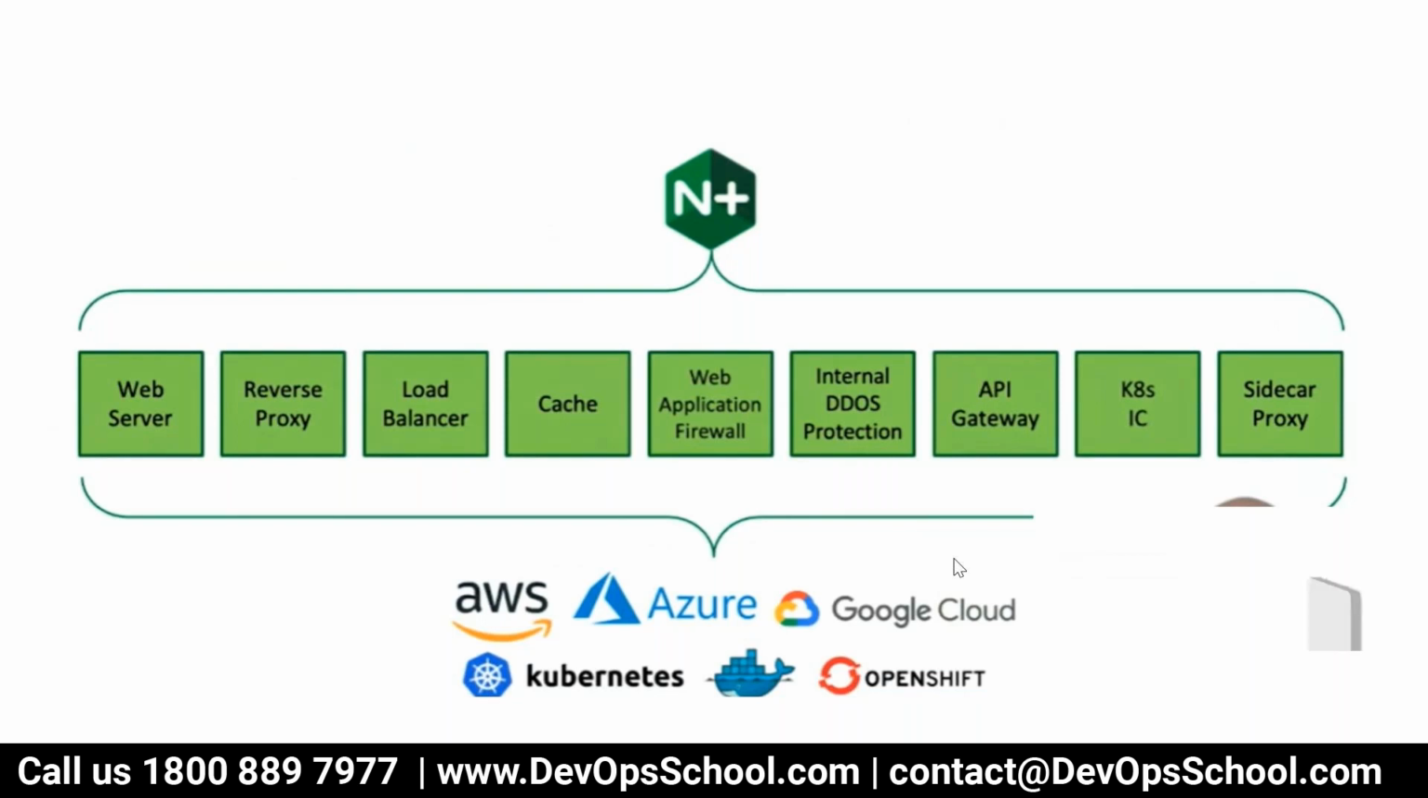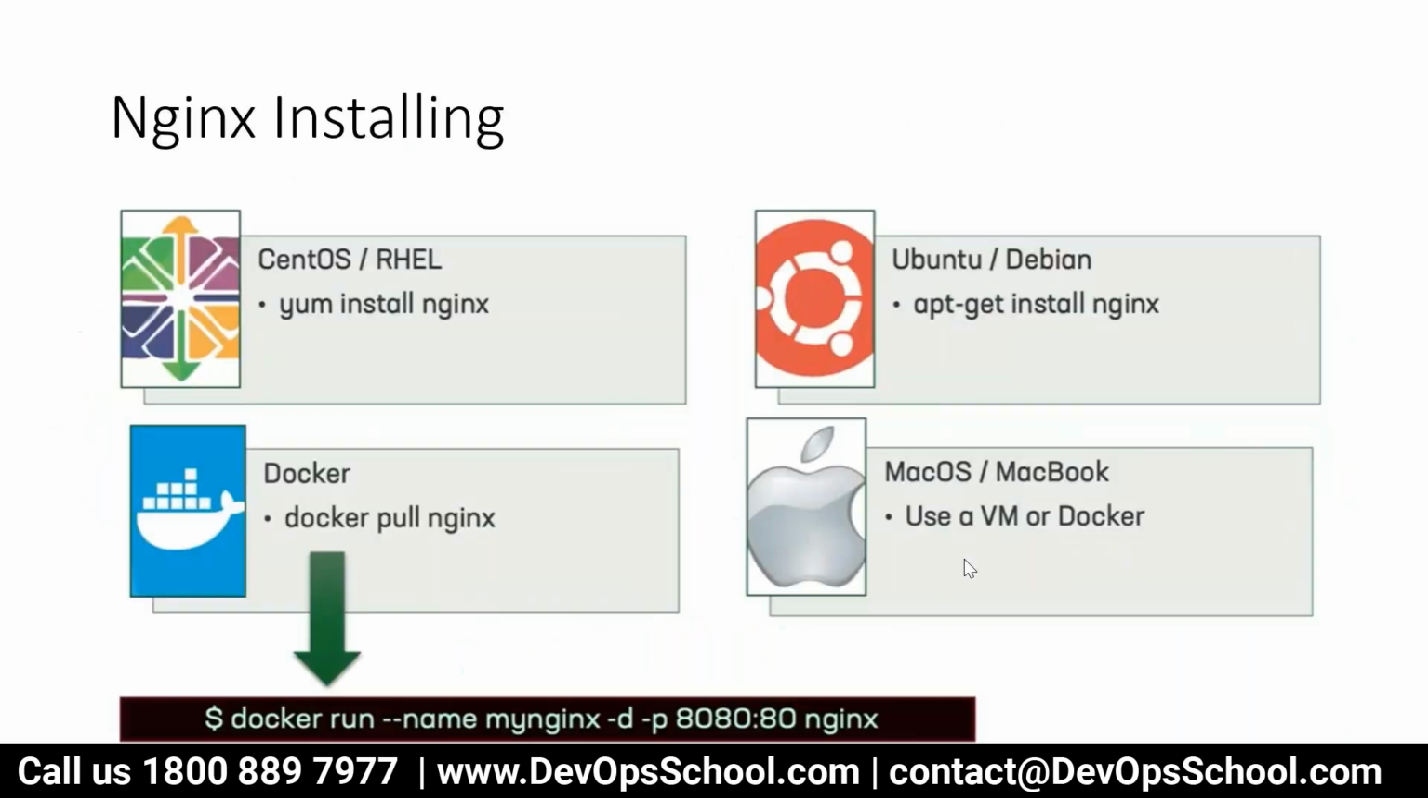So now, yes, Nginx you can use as a web server, as a reverse proxy, as a load balancer, cache, web application firewall, for DDoS protection, API gateway, ingress controller in Kubernetes, and sidecar proxy also. So many use cases you have for Nginx, depending on what you want to use it for.